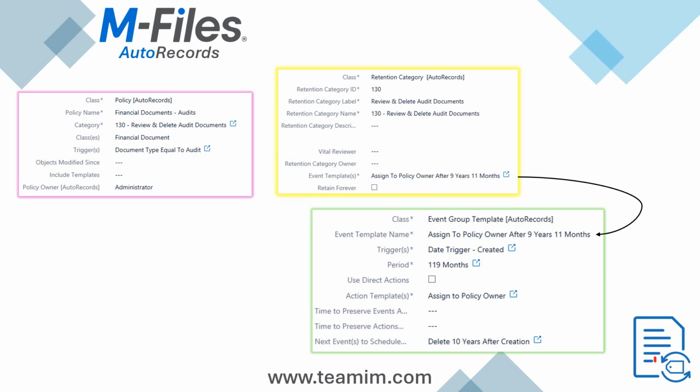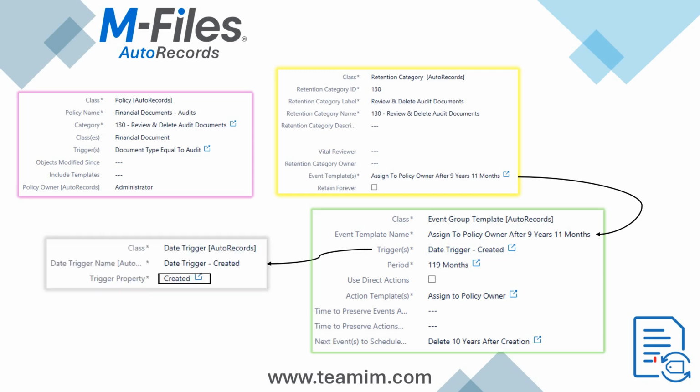The event group template is a configuration that controls how AutoRecords will treat documents that are part of this retention category. All event group templates follow a simple pattern of after some triggering criteria has been met, wait some period of time, and then perform some action. For this event group template, we will have a date trigger based on the created date. The trigger property is the creation date associated to the file.